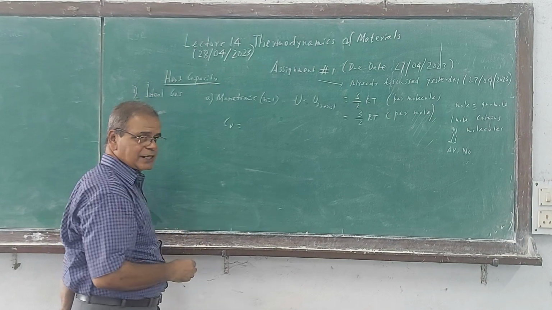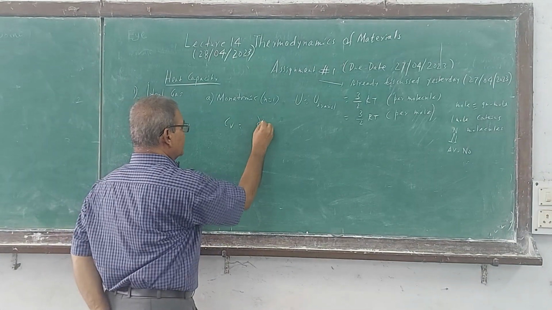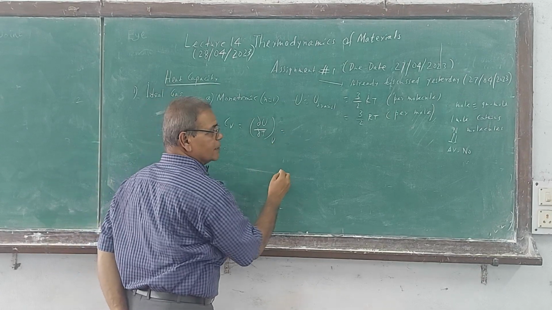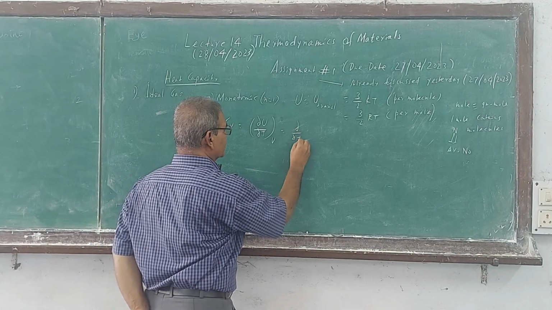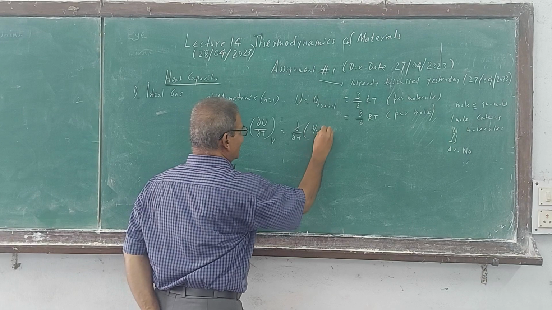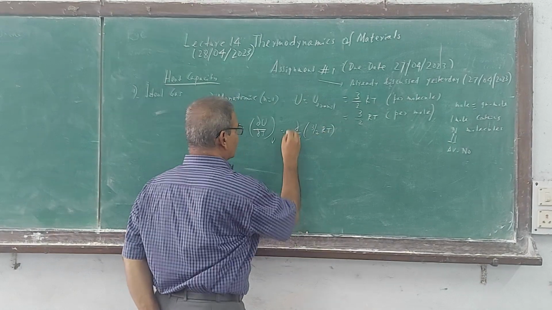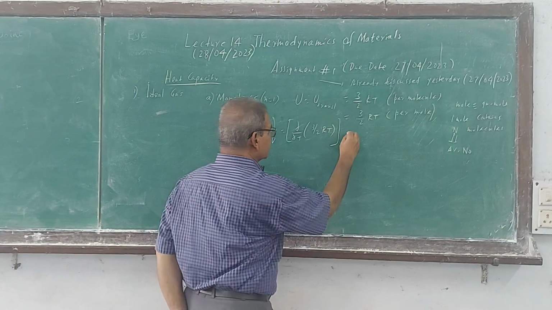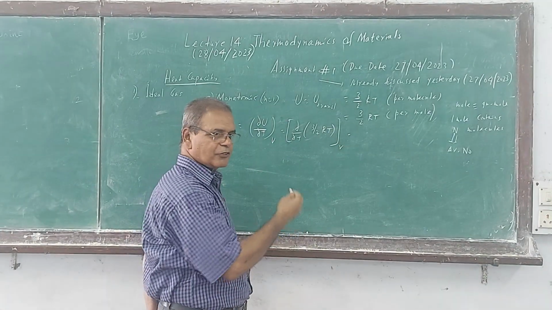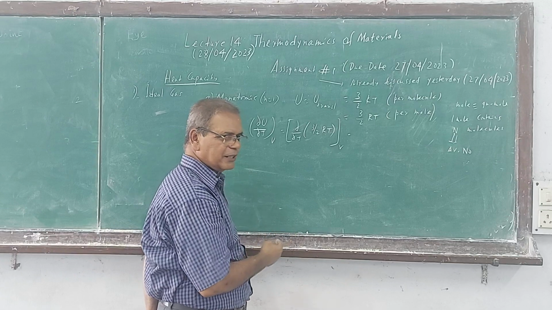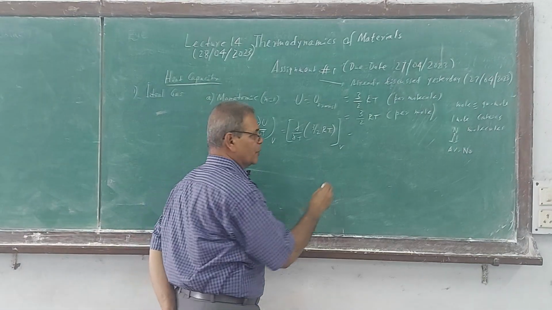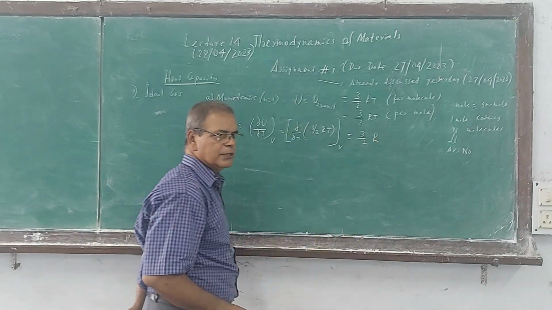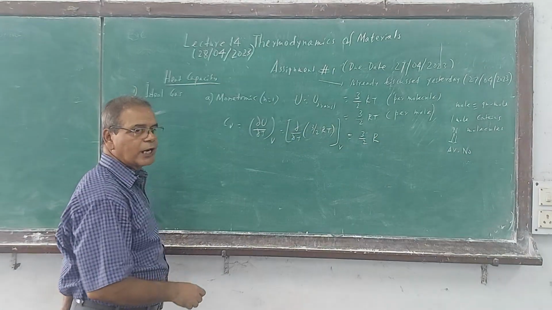Heat capacity is our discussion. Cv is what? Del U by del T at constant volume. What is U? 3/2 RT at constant volume. Volume does not matter here. It can be actually a total derivative as well, not a partial derivative. No significance. So what is this? 3/2 R. This is Cv, heat capacity at constant volume for monatomic ideal gas.